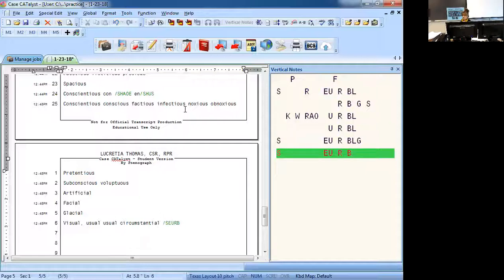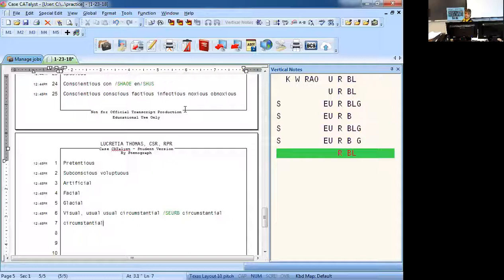Yes, it's a hard stroke, y'all. Circumstantial, you could write SIRLG. It's a hard stroke. Or circumstance and then RBL. I think I picked that one because it's a hard stroke, that SIRBLG. Okay? And then, I'm just randomly looking at words. Potential, stroke it out.